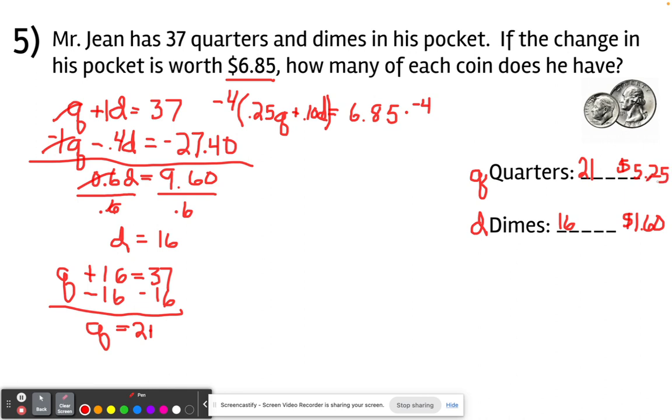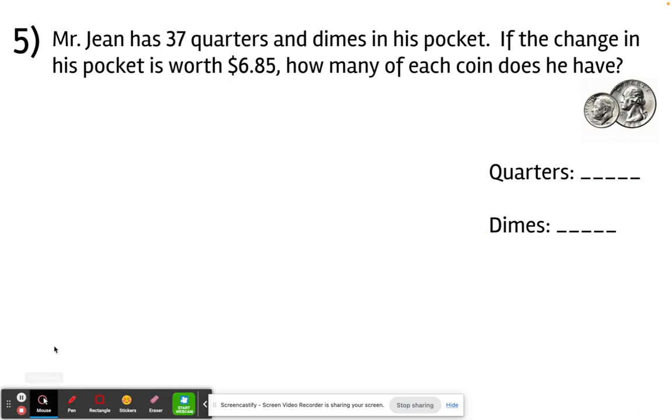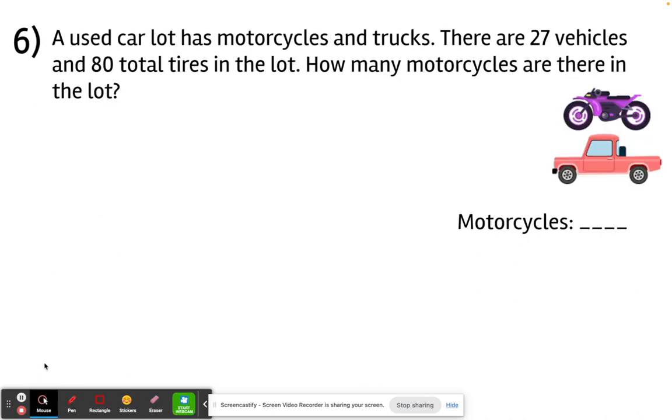So just doing a quick check, 21 plus 16 is my 37 total coins. And $5.25 plus $1.60 is $6.85. So my math works, and I know I have the correct answer. I know many of you don't like to check. Why wouldn't you check it? You'll know that you have the correct answer then.